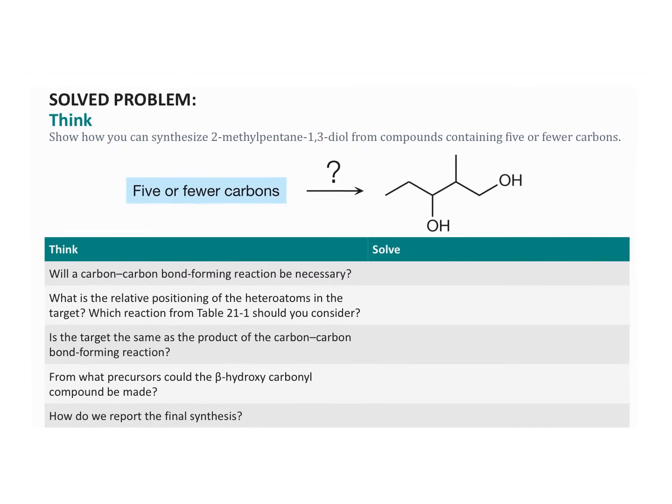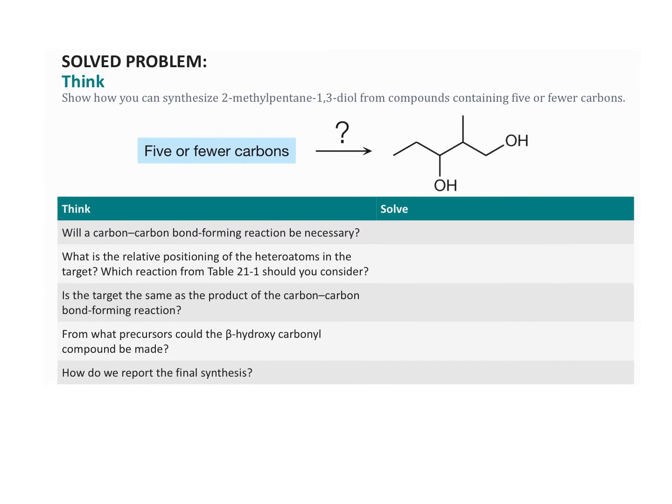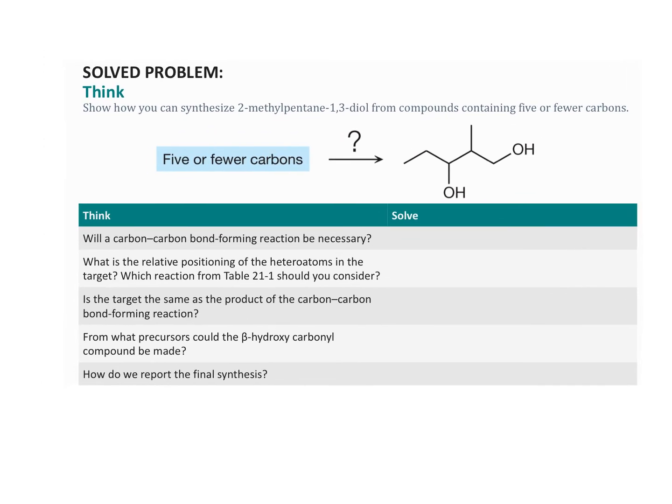Okay, so how should we synthesize 2-methylpentane-1,3-diol from a compound containing 5 or fewer carbons? Like when we do other syntheses or examples, I have some questions that you need to think about, and the order of these questions is always really helpful. Will a carbon-carbon bond forming reaction be necessary? The way that you figure out if this is necessary is you need to count the carbons.